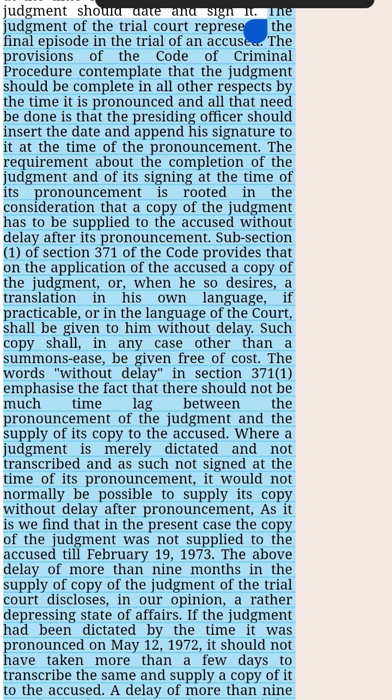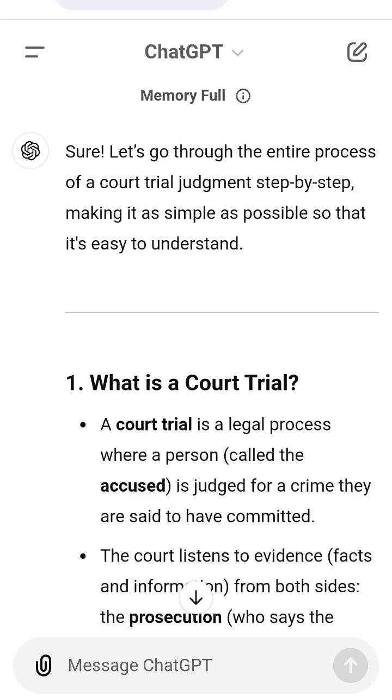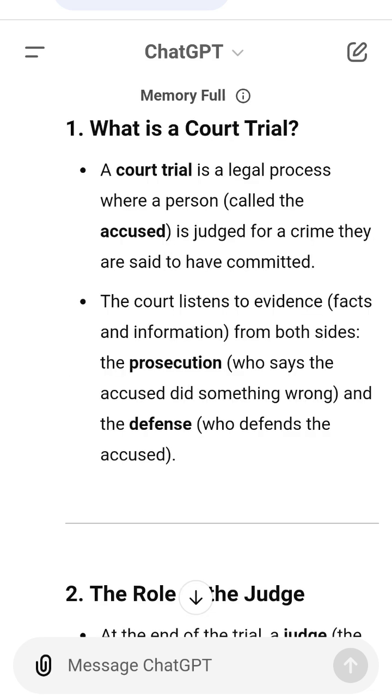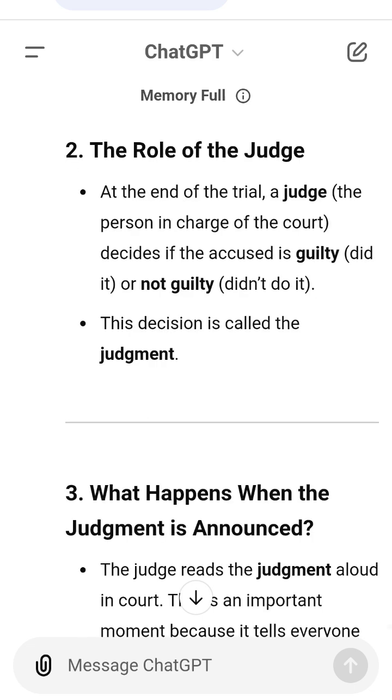9. The example of delay. In the example, it took 9 months for the accused to receive a copy of the judgment. That's a really long time to wait. This delay is considered unjustified because it should only take a few days to prepare the written judgment after it's announced.